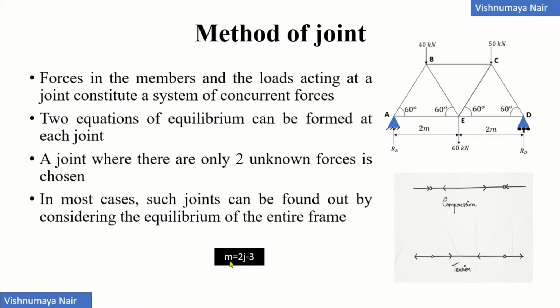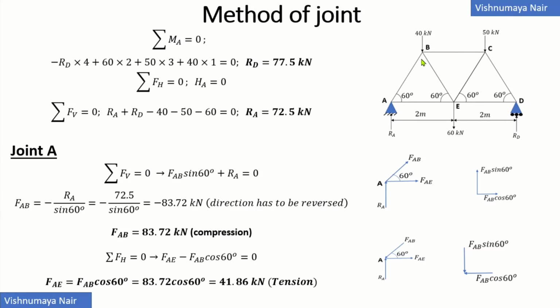This equation m equal to 2j minus 3, where m is the number of members and j is the number of joints, is the equation for a perfect frame or a determinate frame. You can watch the previous video in order to understand the different types of frames. I'll provide the link in the description. In this case, we cannot find a joint where there are only two unknowns. So what do we have to do? We have to consider the equilibrium of the entire frame.